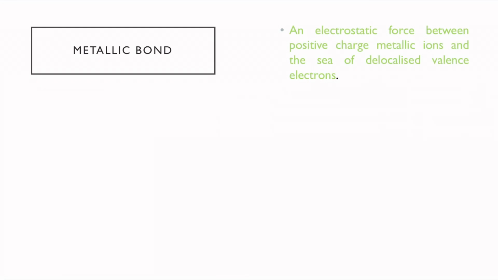Alrighty. So, firstly, if you look at your periodic table, the elements on the left and in the middle of the periodic table, except hydrogen, are metallic elements or metals. So, these elements can form metallic bond. So, what is metallic bond? Metallic bond is an electrostatic force between positively charged metallic ions and the sea of delocalized valence electrons.